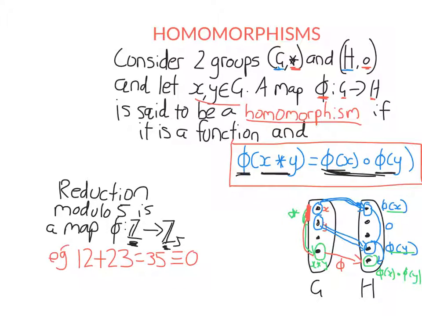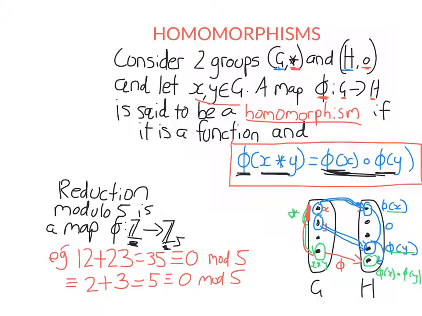So 35 is 0 mod 5. I will get the same answer as if I first reduce them. So 12 is equivalent to 2 modulo 5. 23 is equivalent to 3 modulo 5. So that's equivalent to 2 plus 3, which is 5, which is equivalent to 0 mod 5. So I get the same answer whether I add the integers then reduce modulo 5 or reduce modulo 5 and then add. That's why phi is a homomorphism.